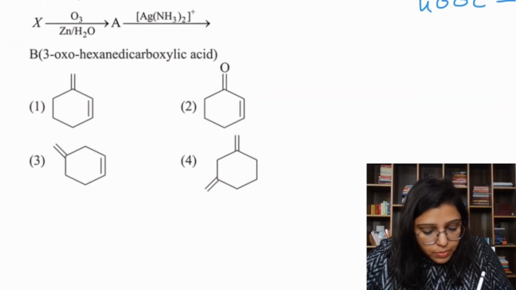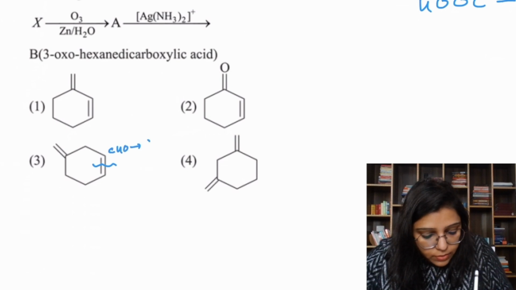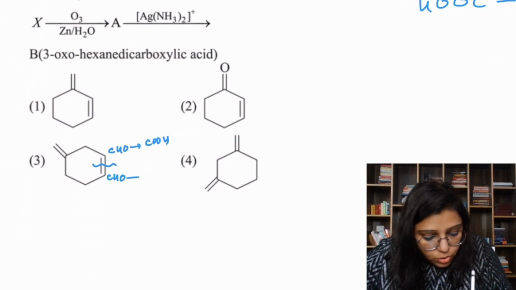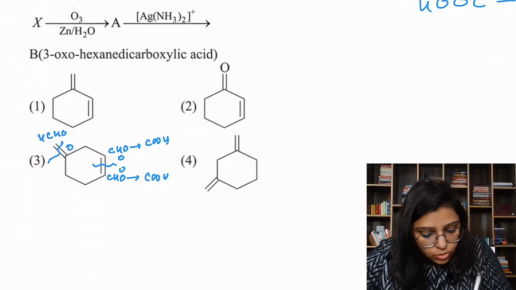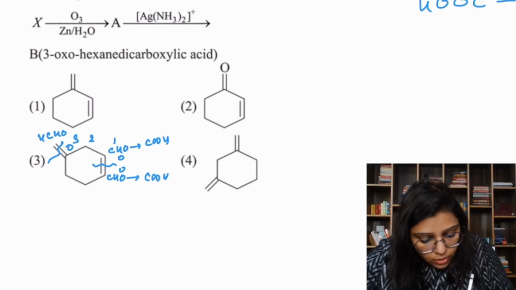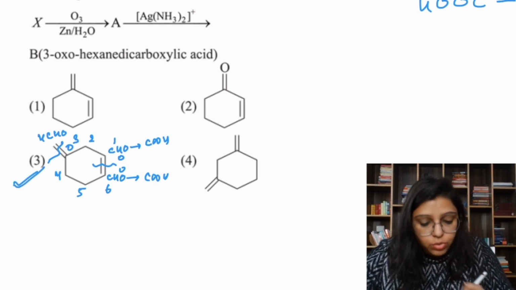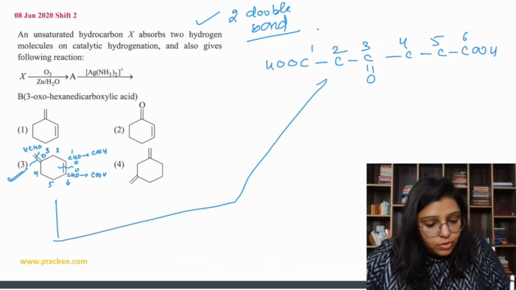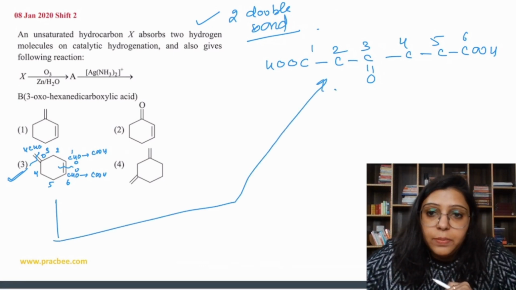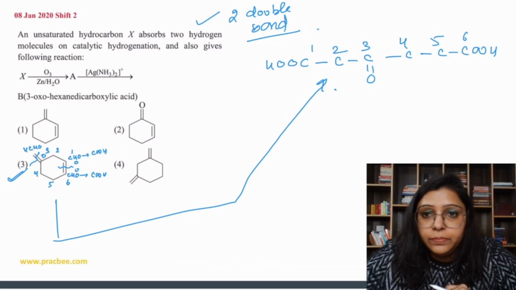So what we are going to do? Just break this. So here we form CHO, but it is further converted to COOH. Again, this is CHO, but it is further converted to COOH because of ozonolysis. Now here we write HCHO, or here we write oxygen on breaking this. So here 1, 2, 3. Right, at the third position we have the oxo group. Then 4, 5, 6. So option 3 is going to be the correct answer. From option 3, if you do ozonolysis and then the silver ammoniacal nitrate test, then you get this.